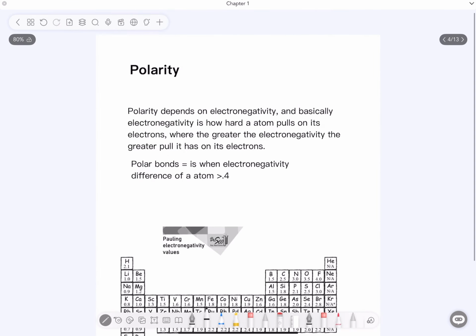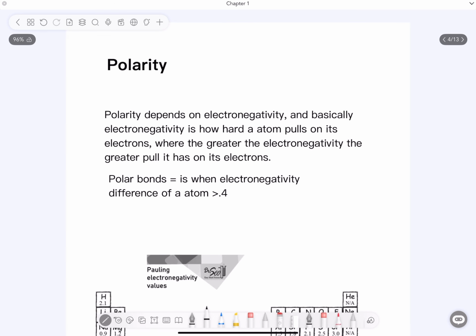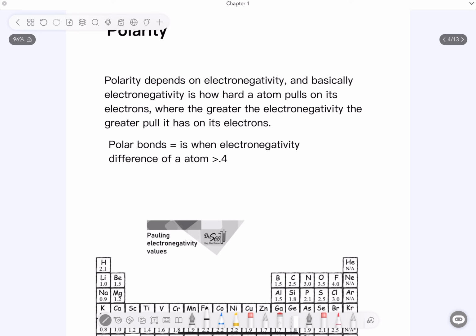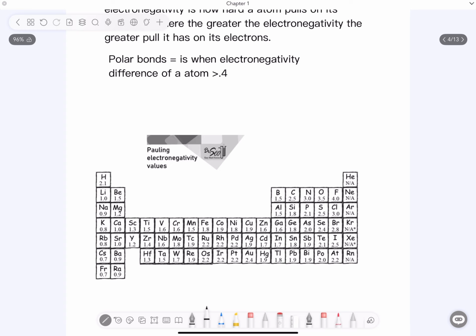Now, polarity. Polarity depends on electronegativity, and basically electronegativity is how hard an atom pulls on its electrons. The greater the electronegativity, the greater pull it has on its electrons. Because if you look at this fluorine right here, it's the most electronegative atom, right? It really wants one more electron because it wants to be stable, like this neon. It wants to fill its orbital. So it really wants to hold on to its electrons because it doesn't want to lose any. It wants to gain one, right?